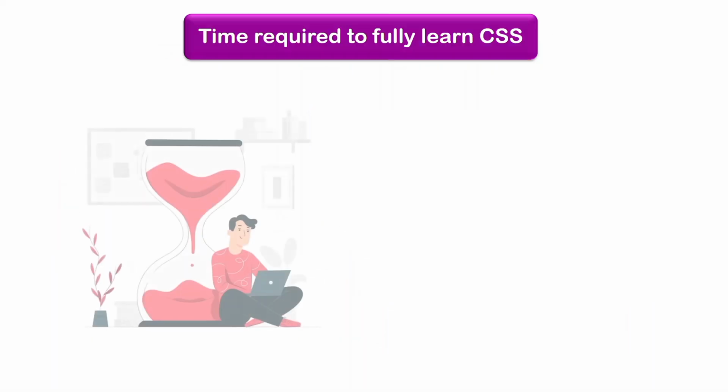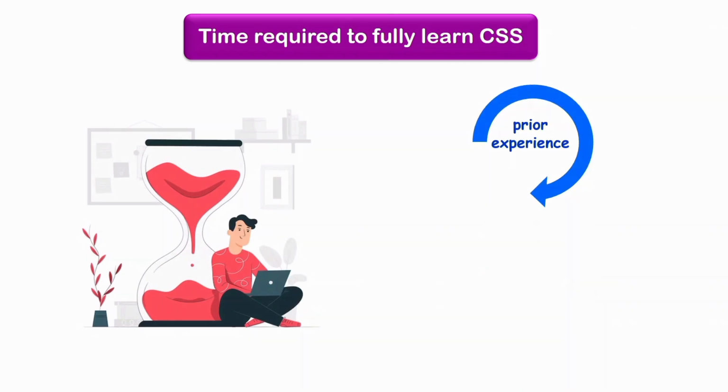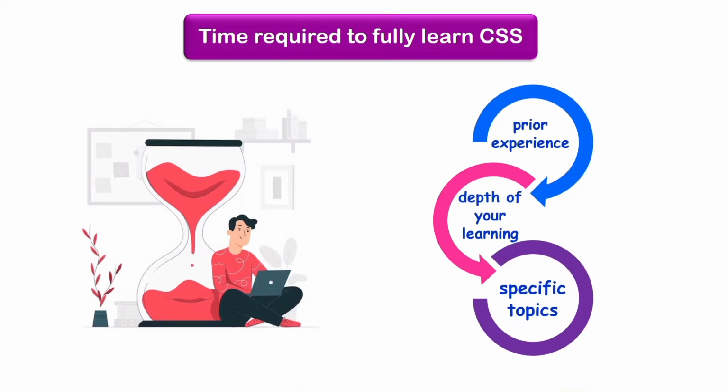The amount of time required to fully learn CSS depends on several factors, such as your prior experience with programming and design, the depth of your learning, and the specific topics you want to cover. If you are starting from scratch and have no prior experience with programming or design, it may take several months to become proficient in CSS. However, if you already have some experience in these fields, you may be able to learn CSS more quickly.